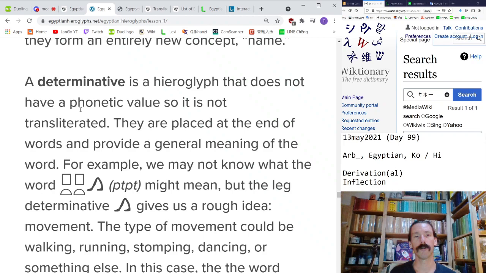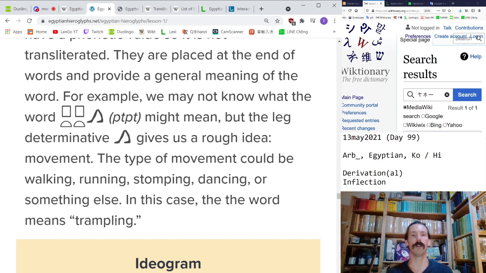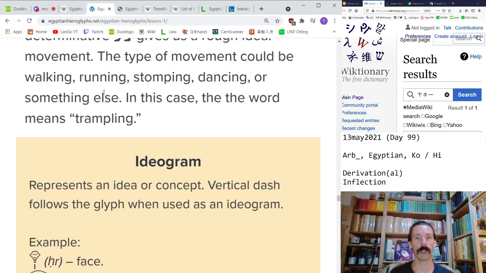A determinative is a hieroglyph that does not have a phonetic value, so it's not transliterated. They replace the end of words and provide a general meaning of the word. For example, we may not know what the word pet might mean, but the leg determinative gives us a rough idea of movement. The type of movement could be walking, running, stomping, dancing, or something else. Trampling is this word, pet.